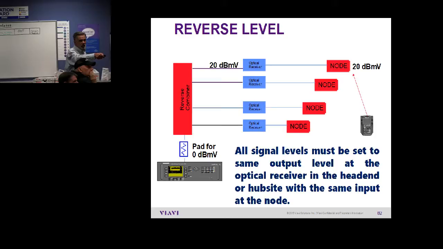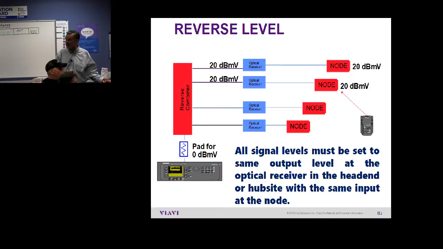And then you're going to feed that into a reverse combiner, and then through the reverse combiner into the input of the 5510. And notice that pad at the input, I padded that down so that I have 0 dBmV at the input there. Why did I do that? Number one, that's the sweet spot of the 5510. And number two, I want to have the same levels at the input to the 5510 as I have at the CMTS, right? If I can.